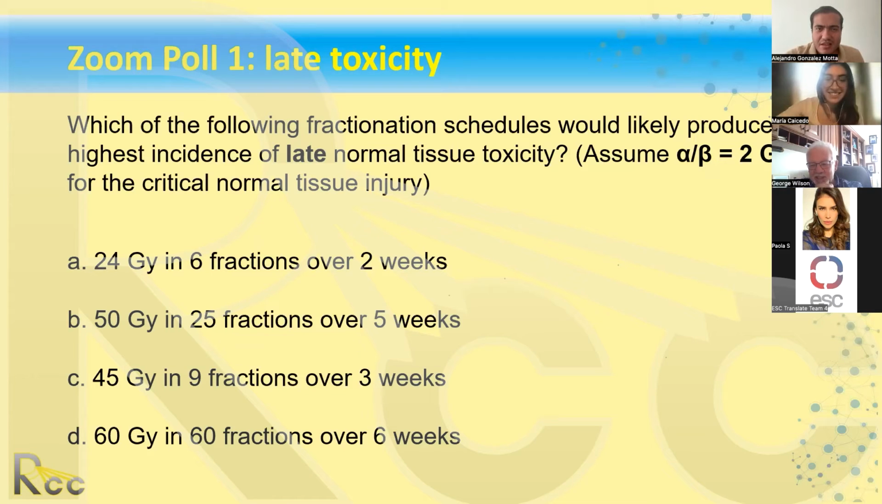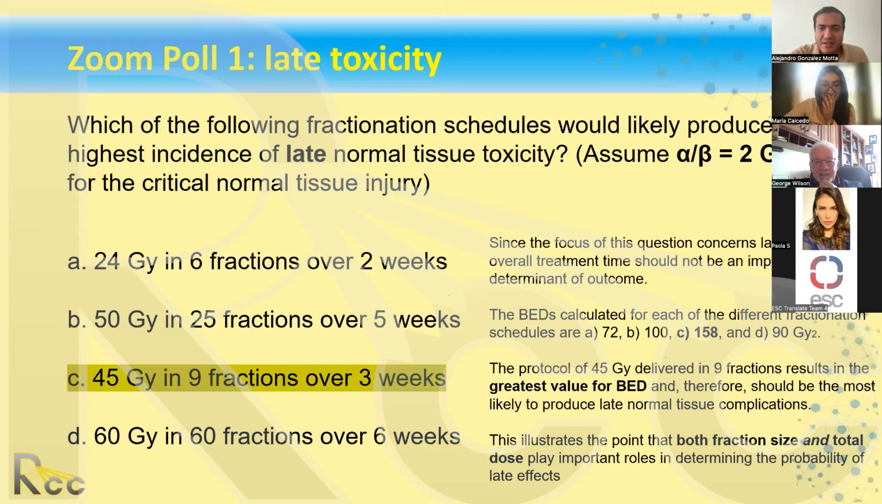The majority have gone for A, followed by C, B, and then D. So the answer is actually C. The reason that it's C is that we're looking at a late responding normal tissue, and late effects are not really affected by overall treatment time. And so these short treatment times actually don't make much difference. It's the total dose which is most important.